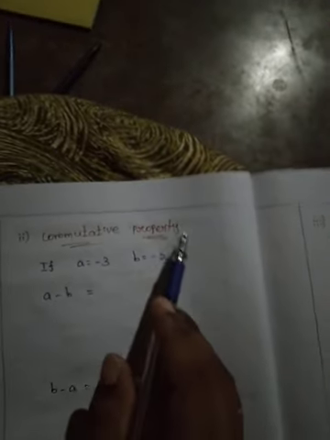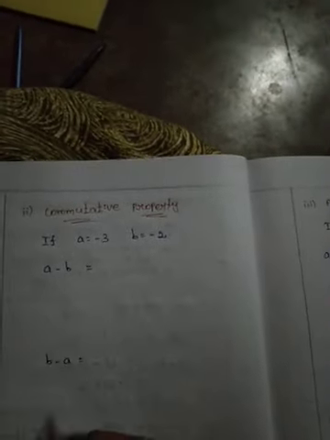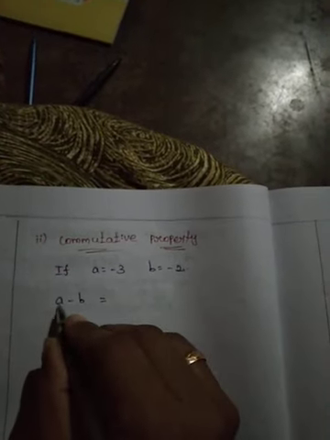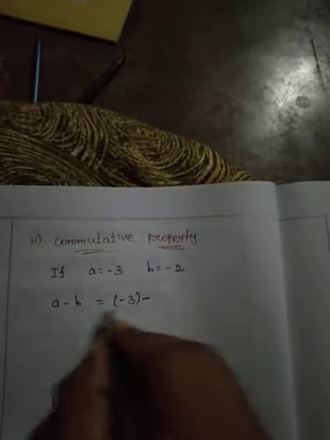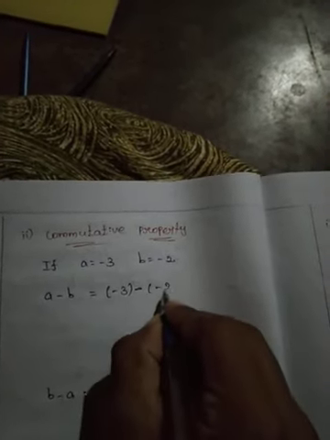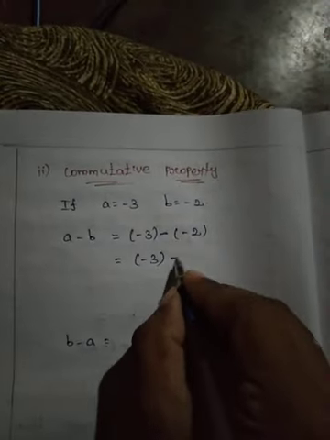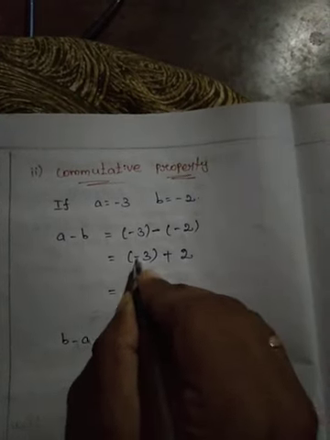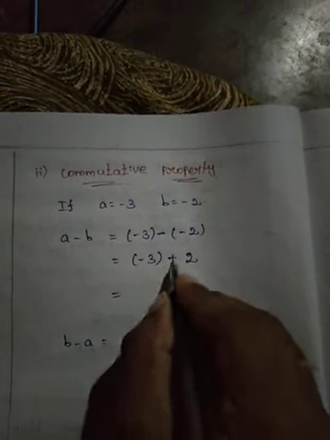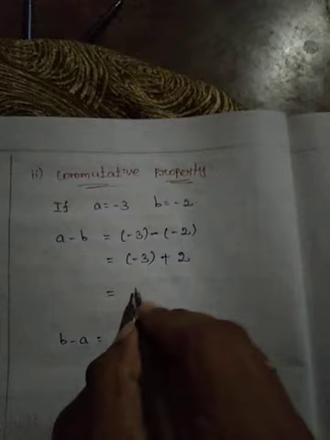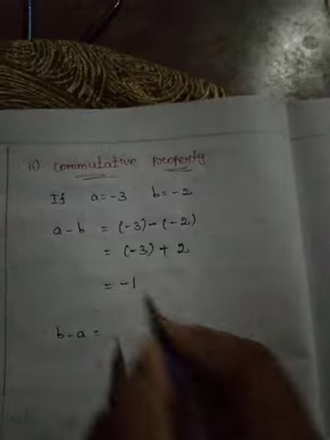Next you see the commutative property. If a equal to minus 3, b equal to minus 2. Now I find a minus b. Okay. What is the value of a? A is minus 3. In this subtraction, the value of b is minus 2. See that minus 3, minus of minus 2 is plus 2. Here minus, here plus. Both are different signs. Different signs mean we have to subtract. 3 minus 2 is 1. What is the biggest number? 3. The sign is minus. So minus 1.